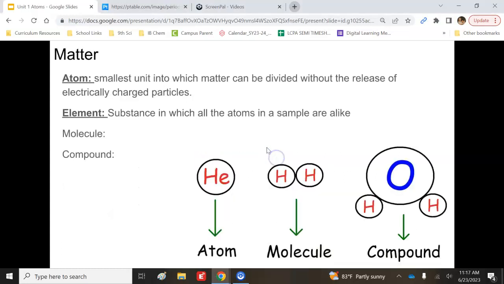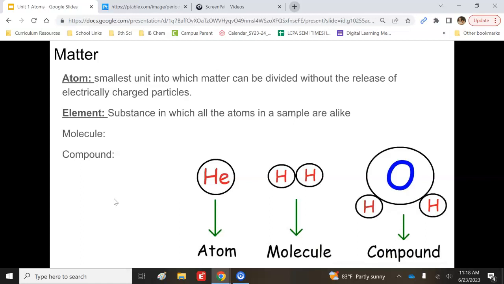Let's get started. So matter, first of all, makes up everything, and there are two basic definitions to start with. An atom then being the smallest unit in which matter can be divided without the release of electrically charged particles, and an element, which is a substance in which all the atoms in the sample are alike. So atoms are the small things. An element then is a type of atom.